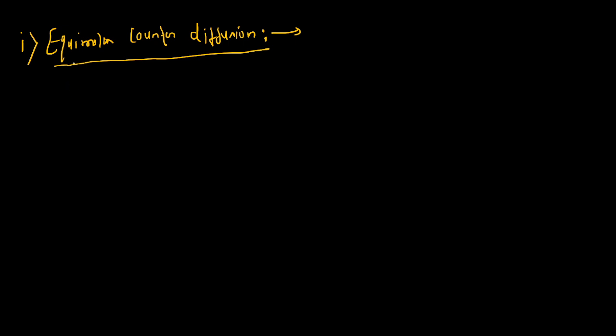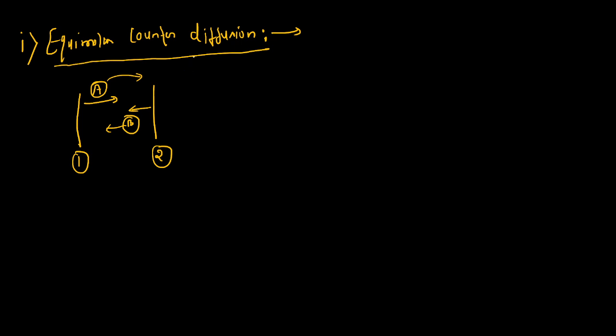So what happens in equimolar counter diffusion? The number of moles of A moving in one direction will be equal to the number of moles of B moving in the opposite direction. Just try to understand. If this point is 1 and this point is 2, and A is moving from 1 to 2, then B will be moving from 2 to 1, in equal number. This is the concept behind equimolar counter diffusion.